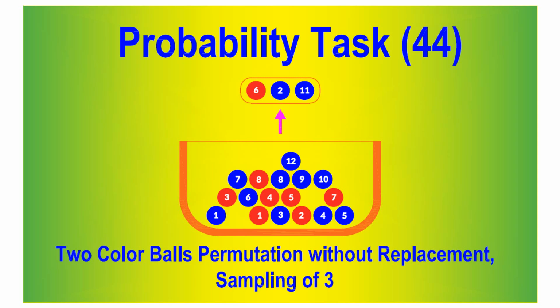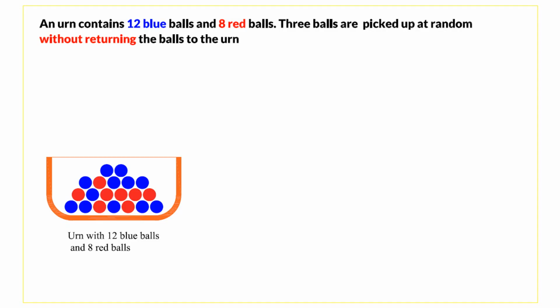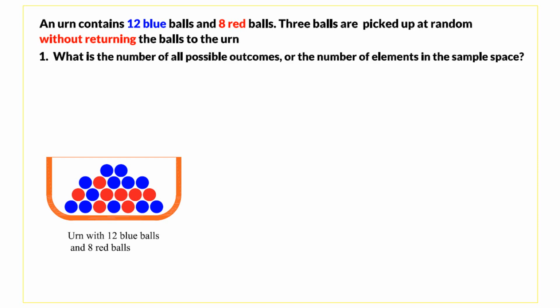In this video, we will study two colored balls permutation without replacement and with sampling of 3. An urn contains 12 blue balls and 8 red balls. 3 balls are picked up at random without returning the balls to the urn. First question, what is the number of all possible outcomes, or the number of elements in the sample space?